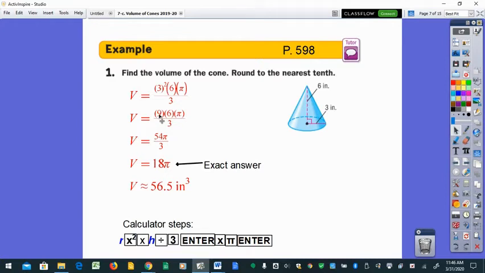3 squared is 9. 9 times 6 is 54. 54 divided by 3 is 18. I haven't multiplied by pi yet. This is considered my exact answer.